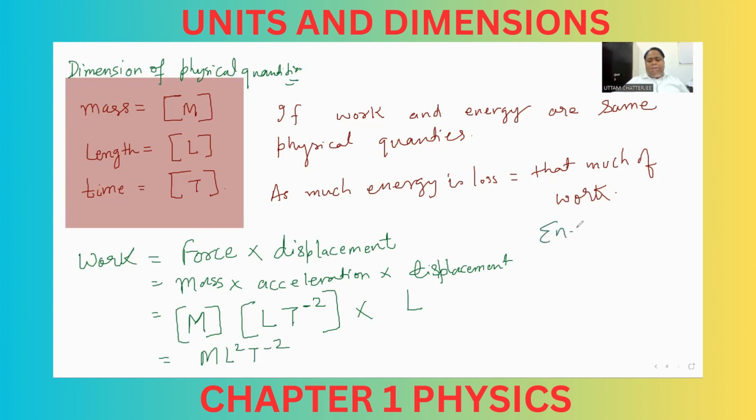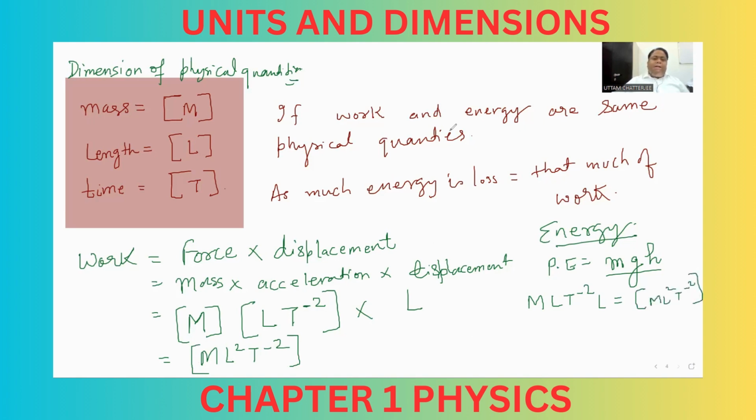Now we'll see energy. We can take any form of energy, kinetic energy or potential energy. Say potential energy will be equal to mass into acceleration due to gravity into height. For mass, we will write M. Acceleration due to gravity is also acceleration, so it will be L T to the power minus 2, and height will be L. This has to be kept under the square bracket. This will become M L square T minus 2.